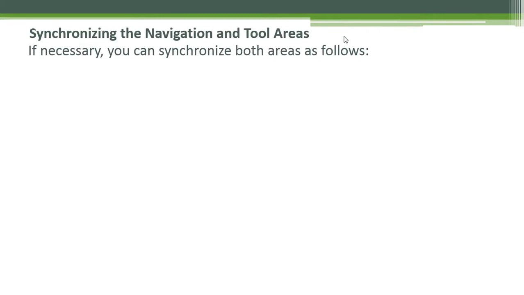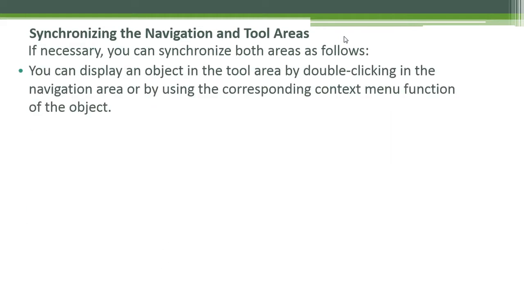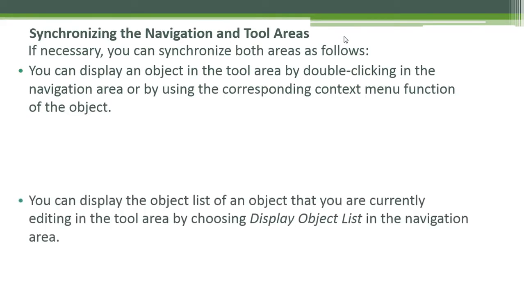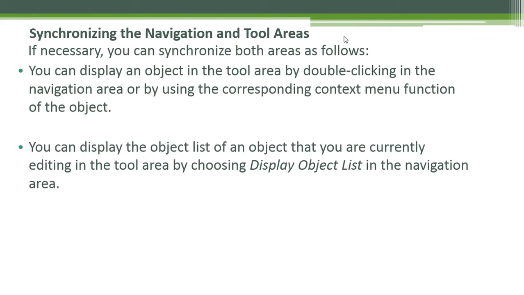Synchronizing the navigation and tool areas. If necessary, you can synchronize both areas as follows. You can display an object in the tool area by double clicking in the navigation area or by using the corresponding context menu function of the object. You can display the object list of an object that you are currently editing in the tool area by choosing this display object list in the navigation area.